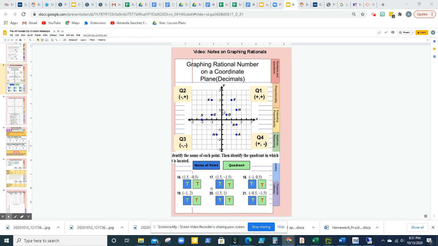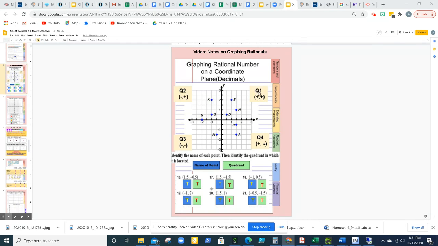Hi guys, the notes for today are on graphing decimals and fractions, positives and negatives, so graphing rational numbers. I labeled the graph for you, just in case you forgot the quadrant numbers, and I also labeled what types of numbers you're going to see in each quadrant.